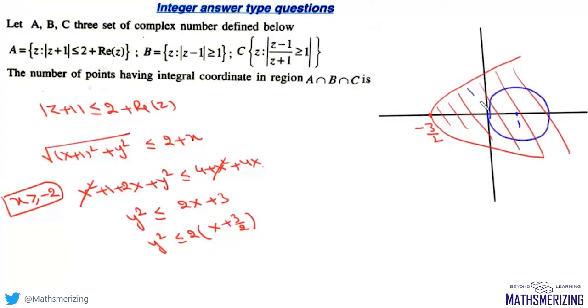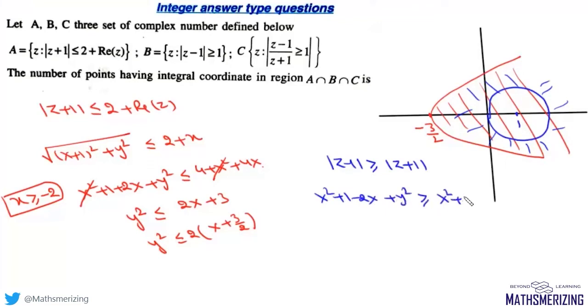So we have all the points which lie outside this circle. And finally, we'll have this last result where mod of z minus 1 is greater than or equal to mod of z plus 1, that is x square plus 1 minus 2x plus y square is greater than or equal to x square plus 1 plus 2x plus y square. Now x square, y square, 1 will cancel. We'll get this as x is less than or equal to 0.